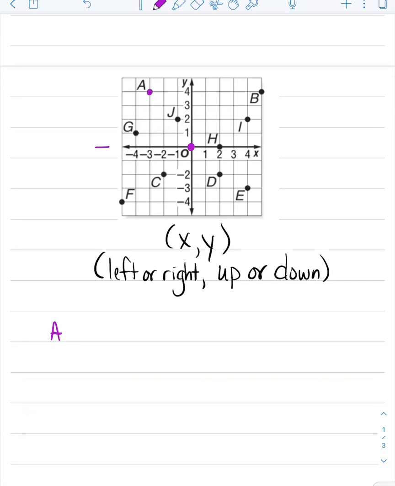But if you go right, those numbers are positive. And then on the y-axis, if you go up, those are positive. And if you go down, that's negative. So now let's read point A.